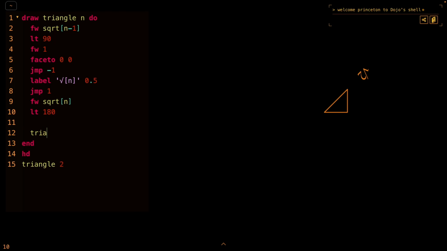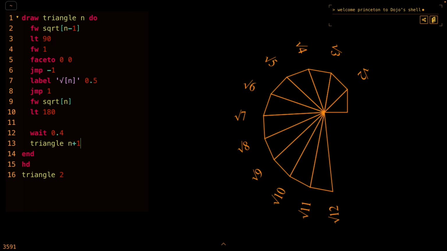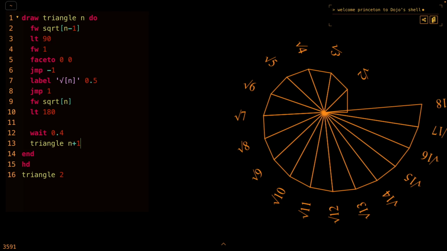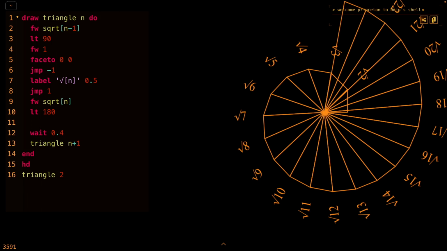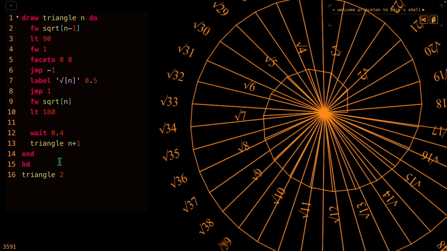From here, we use recursion to draw all the possible square root triangles. And voila! We've created the beautiful spiral of Theodorus, with every line extending from the origin representing a square root value of n.